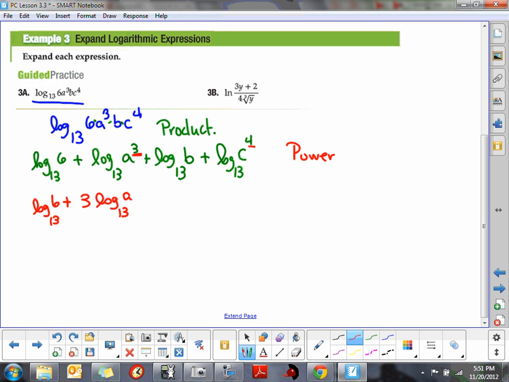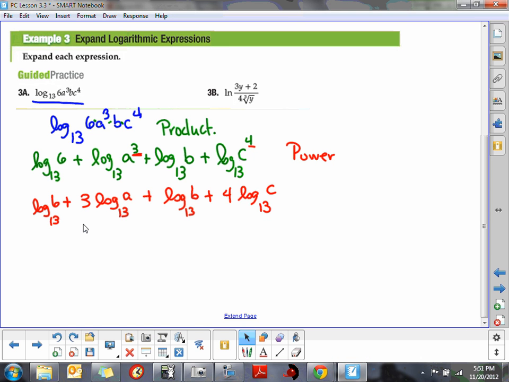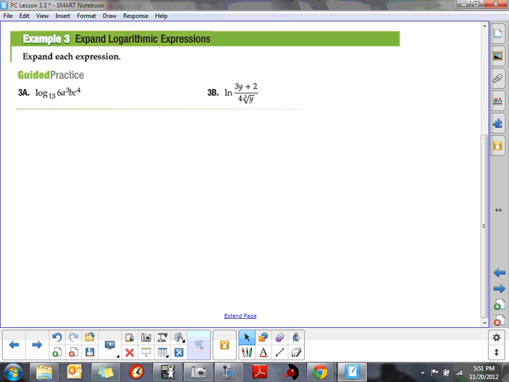plus 3 times the log base 13 of a, plus, there's no power rule to be applied to the log base 13 of b, but there is a power rule we can apply to our last term, and that's going to be 4 times the log base 13 of c. So what they're asking us to do is get rid of all the multiplication, substituting addition, and get rid of the powers and exponents, substituting multiplication. So we're going down to a lower level of operation.